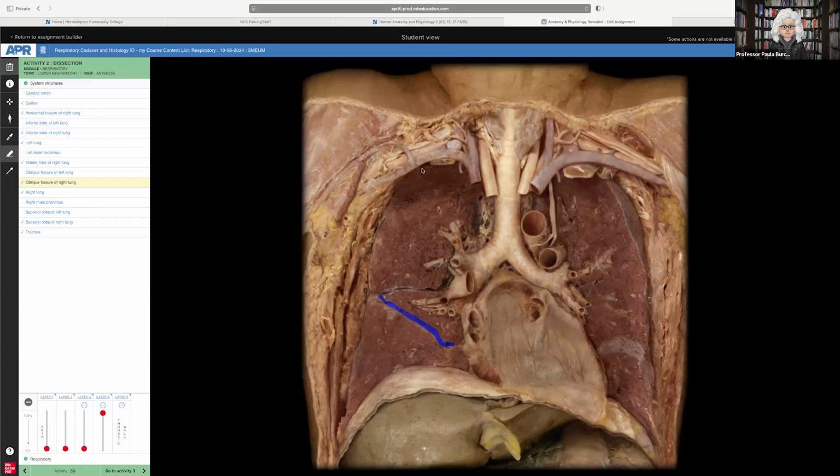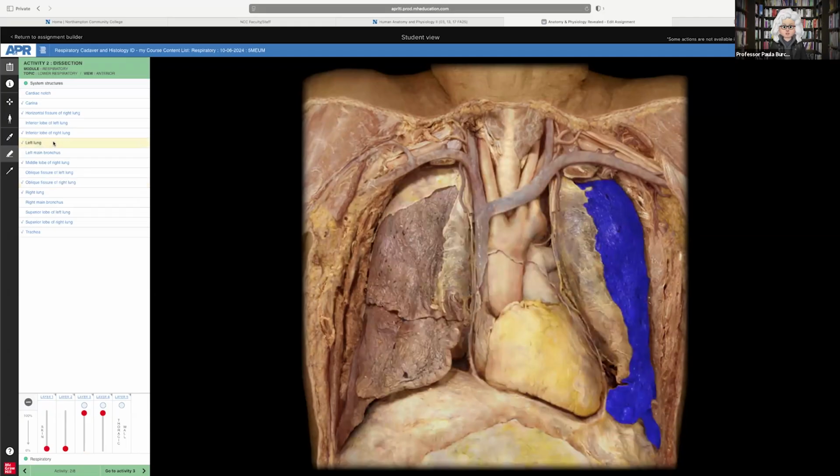Remember, everything superior to the diaphragm is the thoracic cavity. Inferior to it, you're going to have the abdominal cavity. And this right in here is your liver. Let's look at the left lung.